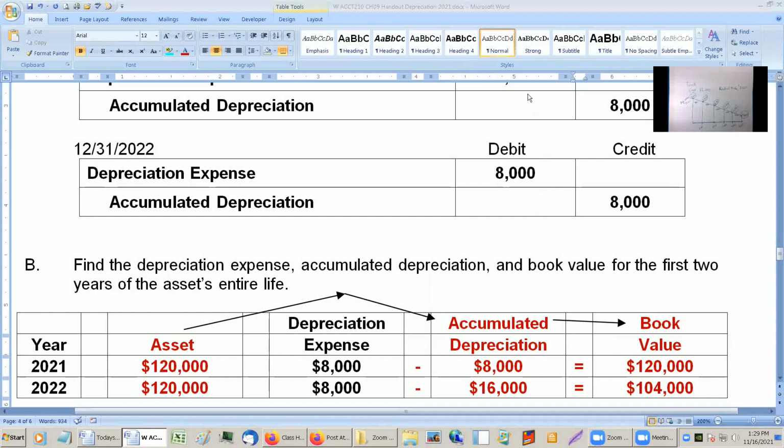Okay, and again, this is a straight line method, so every year we go down by the same 8,000 every year, we go out for 10 years. I'm not gonna do the chart, but it's the same idea though. It goes down by the same amount every single year, so it'd be a straight line if you look at the book value.